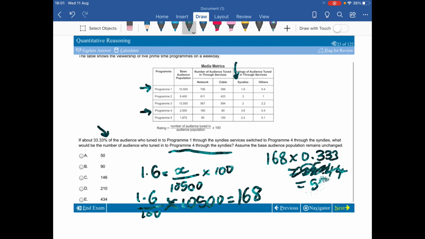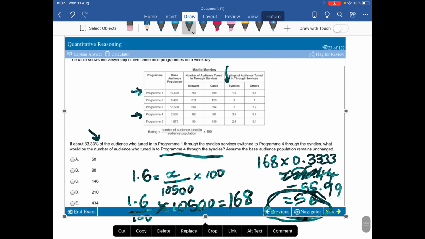You know that it's 55.99 for that, and that's basically 56. You know that 56 is the number of people who do watch program 1 through Cindy's. So you're saying 56 people from here would go to program 4. So you need to add this new value, because this is the new participants that have switched. You need to add that new value to the old value of program 4. So now when you work out program 4's value, that would be the same method.